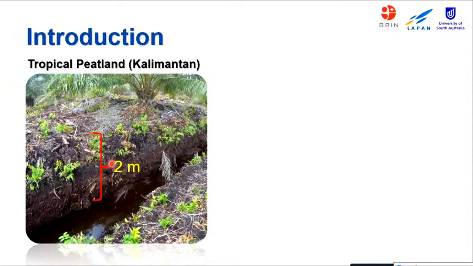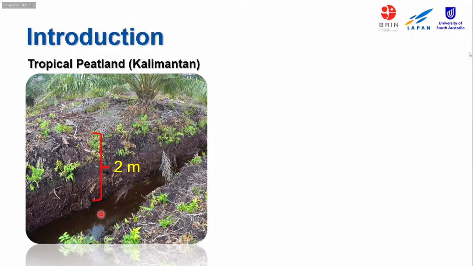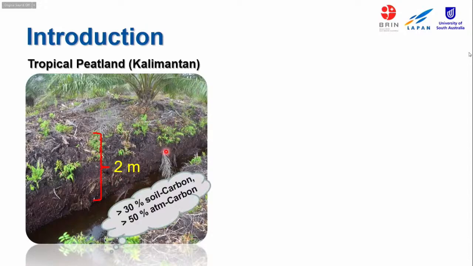And the peat here was formed by the remains of plants and acid water, without oxygen over thousands of years, and the peat serves as carbon storage. The carbon stored in the peat is about 30% of the soil carbon and more than 50% of the atmospheric carbon. So this is a huge resource of carbon in our peatland.